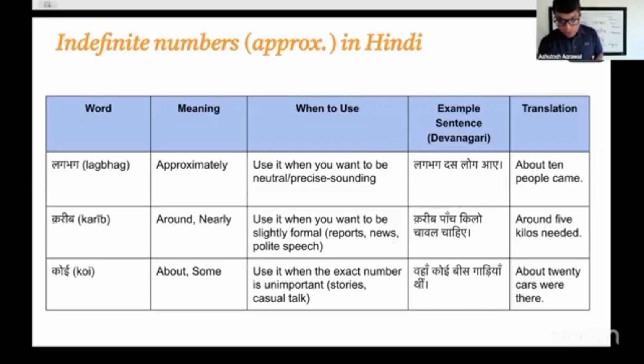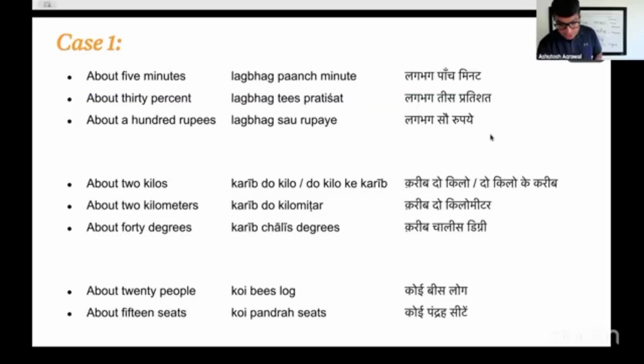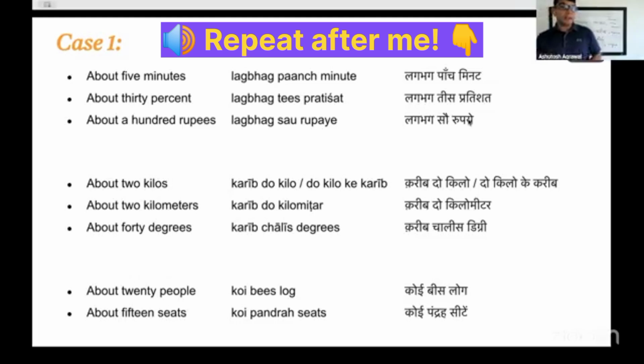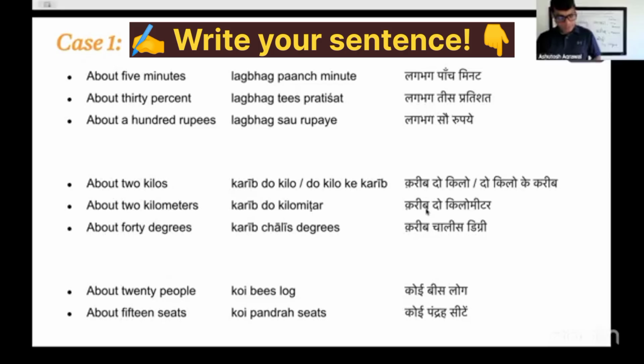So what I'll do is ask some of you to repeat after me or read it out, and then try to make sense of why they have been written differently. Lagbhag 100 rupaye. Let's say you want to give the oil price: 1 liter lagbhag 100 rupaye ka aayega, right? So you want to give some approximation there. Okay, wonderful. You want to make small sentences using these phrases, kareeb 2 kilo, or kareeb 2 kilometer, or kareeb 40 degree.